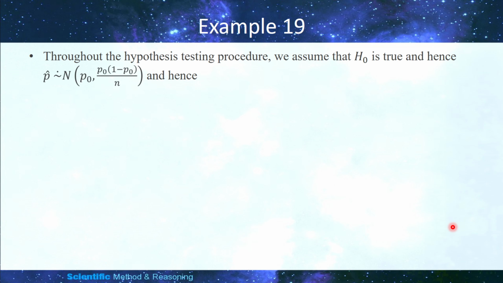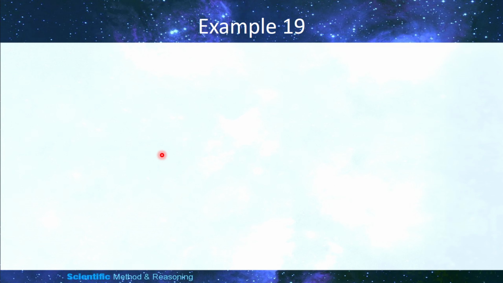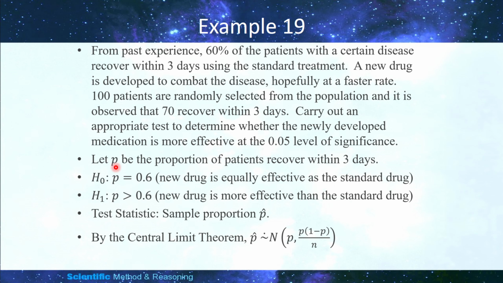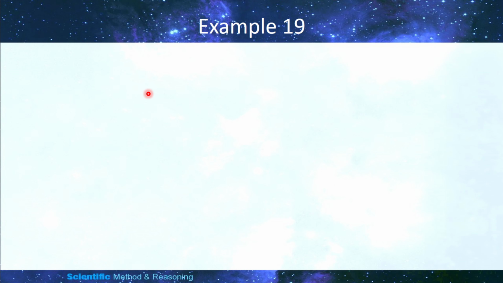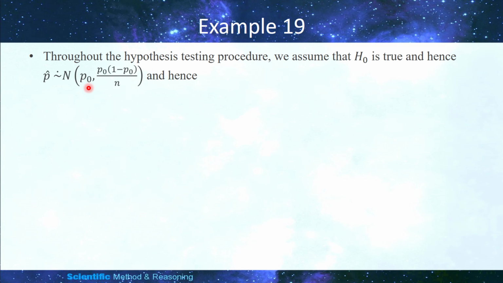Okay? Now, throughout the hypothesis testing procedure, we assume that the null hypothesis is true. The null hypothesis is true means that P equals 0.6, and for a more general term, we put it as P equals P naught. P naught is the proportion as specified in the null hypothesis, where P naught equals 0.6 in this example.